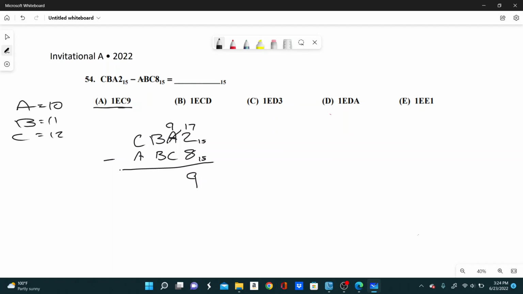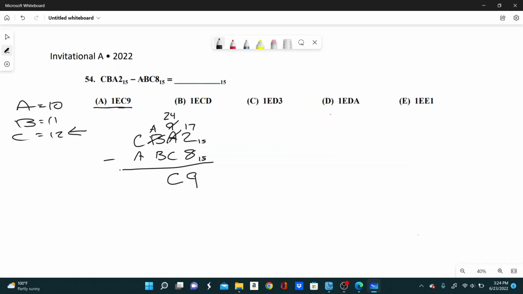So now we have 9 minus C, which is analogous to 12. So I'm going to do the same thing again. I have to borrow again. So if I borrow 1 from B, that becomes A. And then my 9 plus 15 becomes 24. And then 24 minus C is the same thing as 24 minus 12. Remember right here. So 24 minus 12 is 12. And so in the tens place, we're going to get a C.